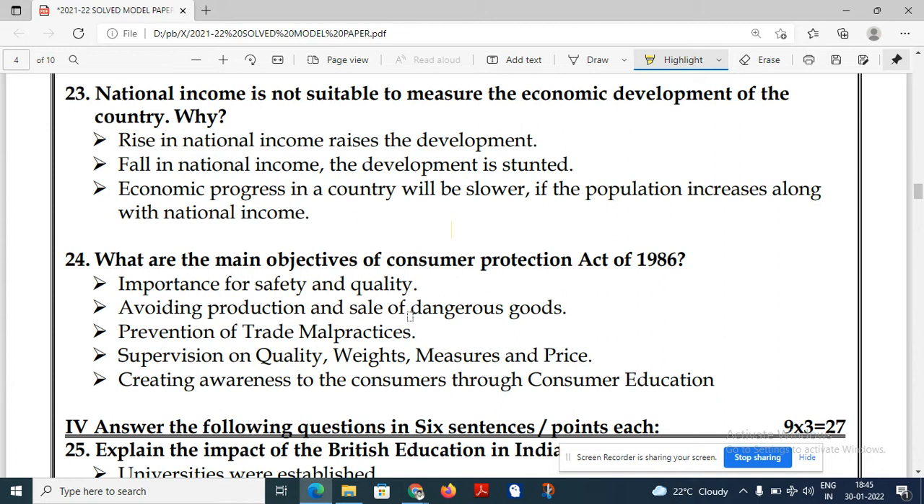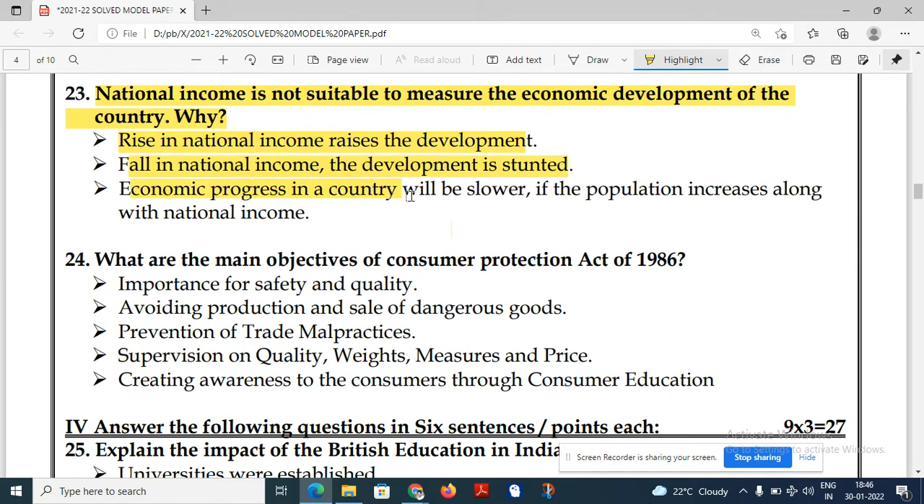Next question is: national income is not suitable to measure economic development of the country. Why? One more question can also appear here: per capita income is not suitable to measure the economic development of the country. Why? That is a different answer, but here the answer is: with a rise in national income, development rises. Okay. With a fall in national income, development is stunted, which means stopped.